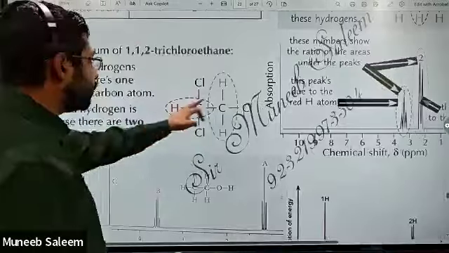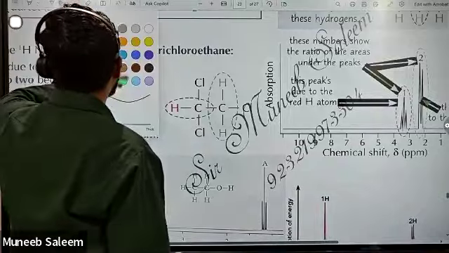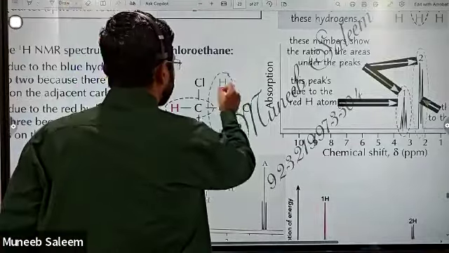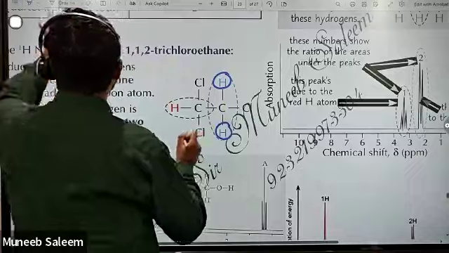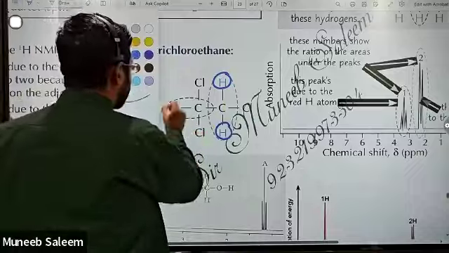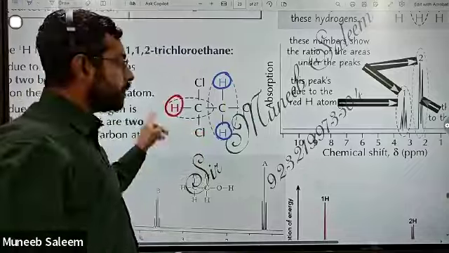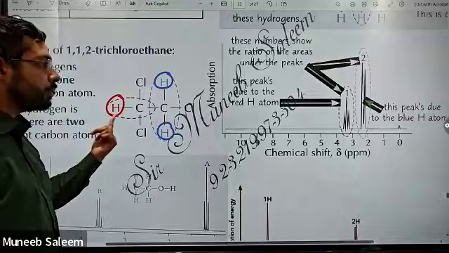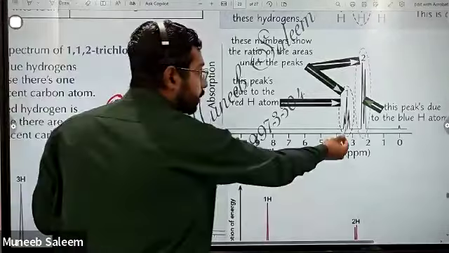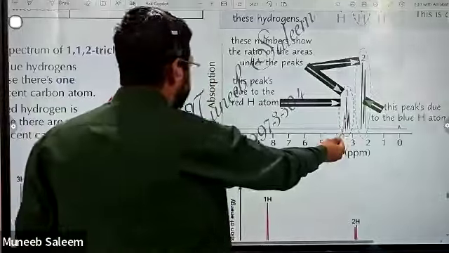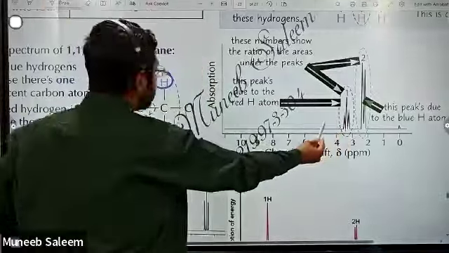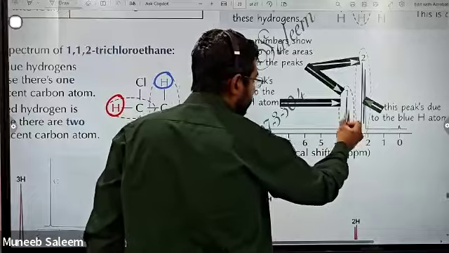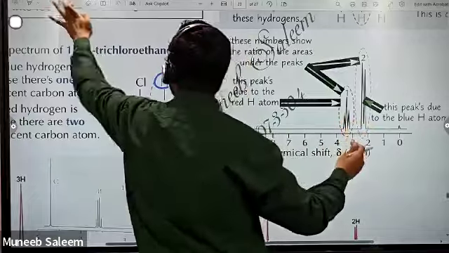Now, the blue ones are in total 2. So there are 2 blue atoms over here and 1 red atom, which means the peak of the red one will now be split into 3. So 3 peaks are seen over here. The hydrogen atom over here is split into 3 peaks. You can see it clearly from here.